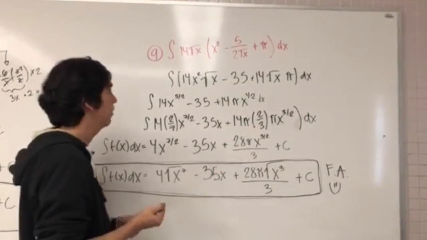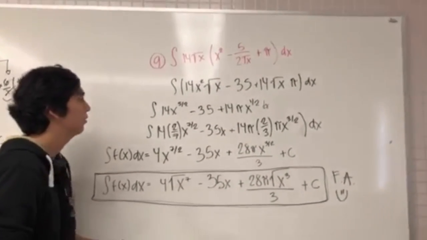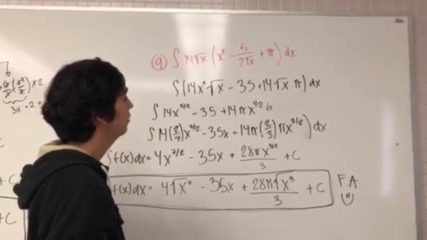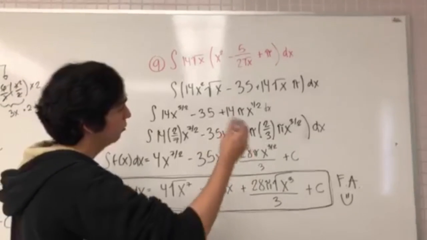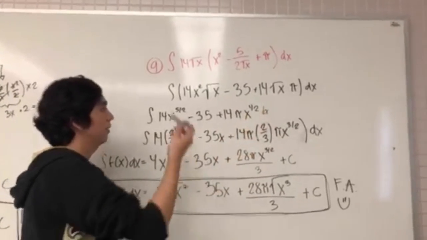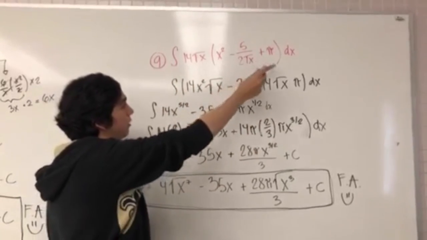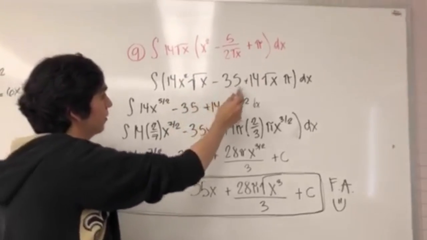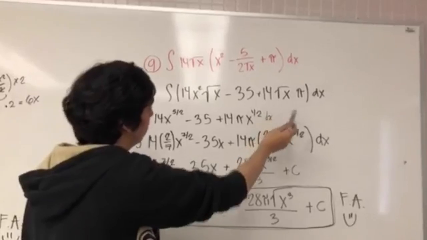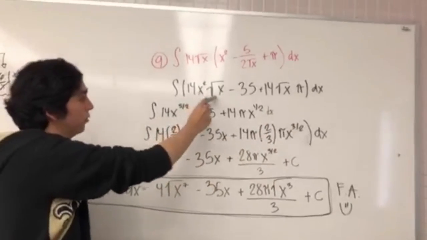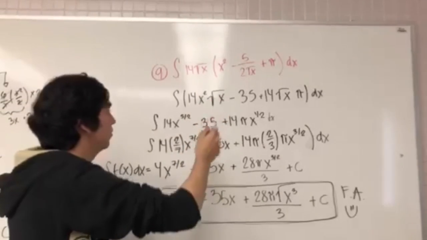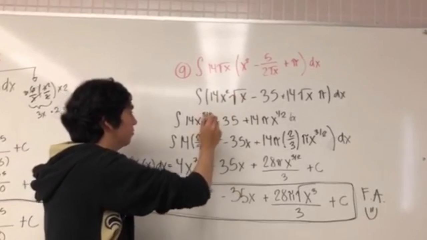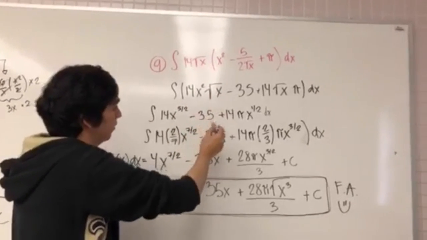We're going to do problem number 9, which is the integration of 14 square root of x times the parenthesis x squared minus 5 over 2 square root of x plus pi, close parenthesis, dx. We know that we have to multiply this term by each one inside the parenthesis, and we're going to have 14x squared square root of x minus 35 plus 14 square root of x pi. We know that the square root of x is x to the 1/2, so we add x squared plus x to the 1/2, which is going to be 5 over 2. We leave the negative 35 the same.